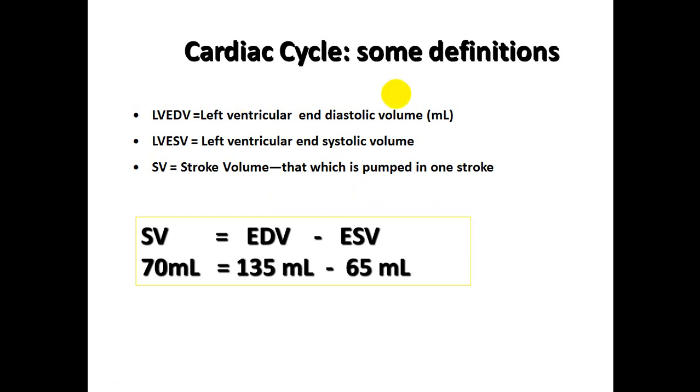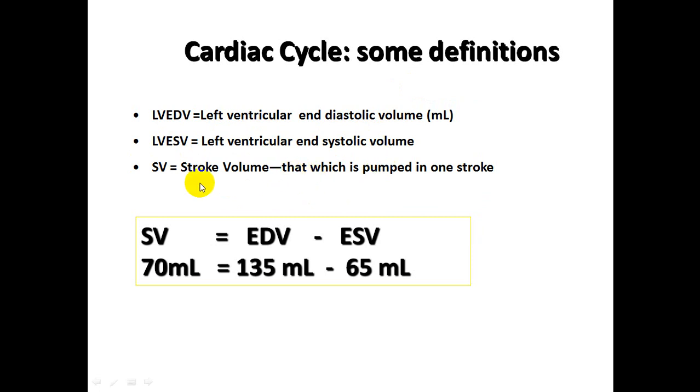Left ventricular end-systolic volume: at the end of systole, some amount of blood remains that was not ejected, called the left ventricular end-systolic volume. What is ejected is called the stroke volume, which is what is pumped in each cardiac cycle, each cardiac beat, in each stroke of the heart.